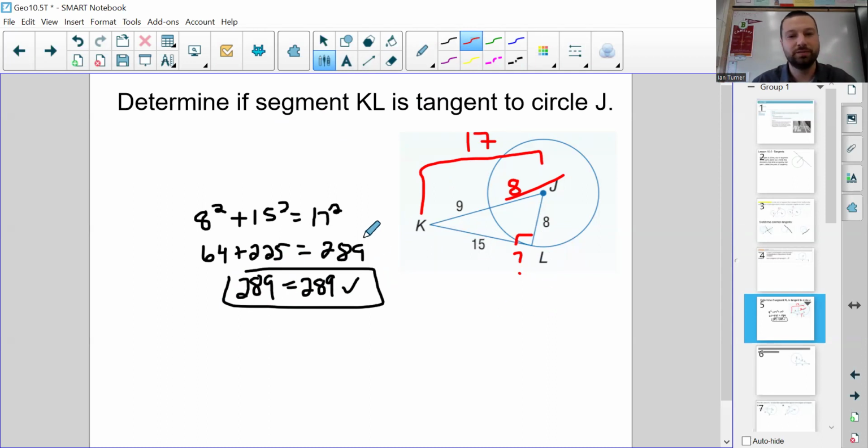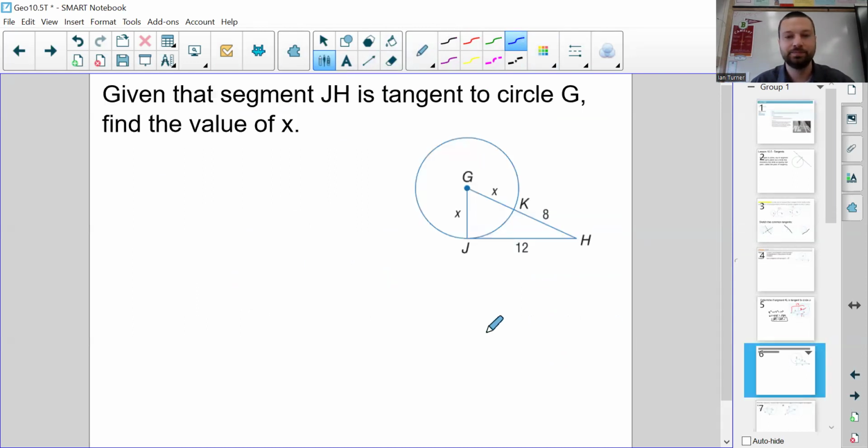Pythagorean theorem is just never going to leave us. Never going to give you up. Never going to let you down. All right. What's next?